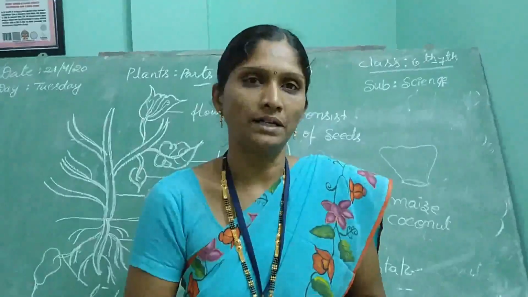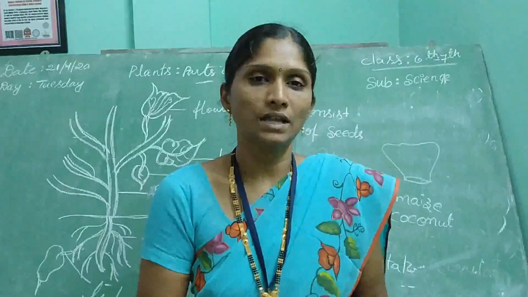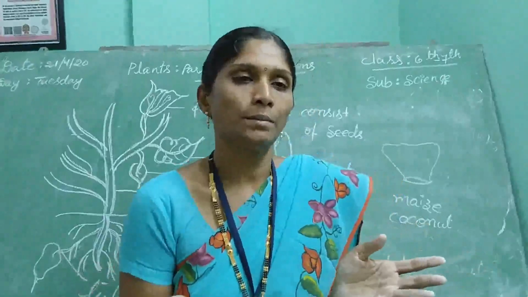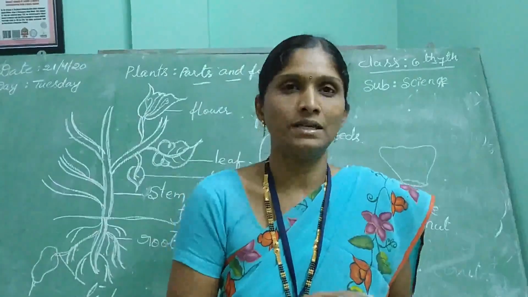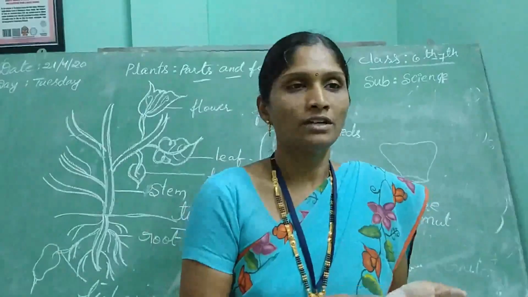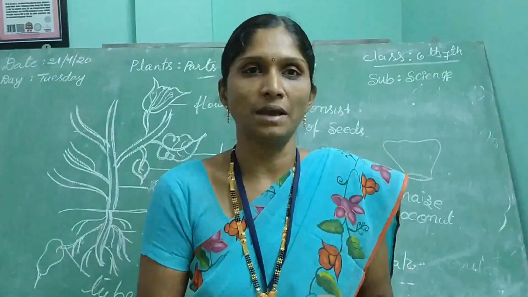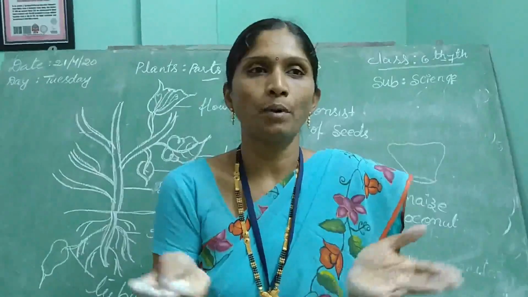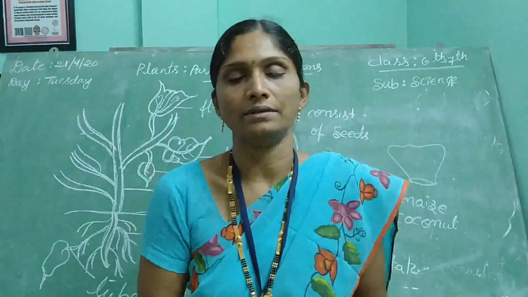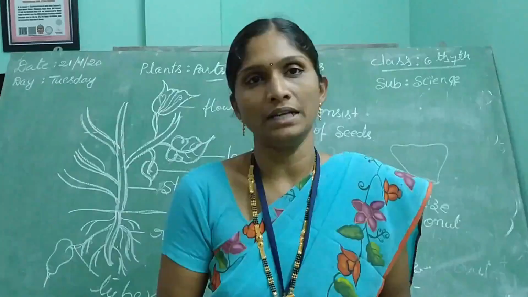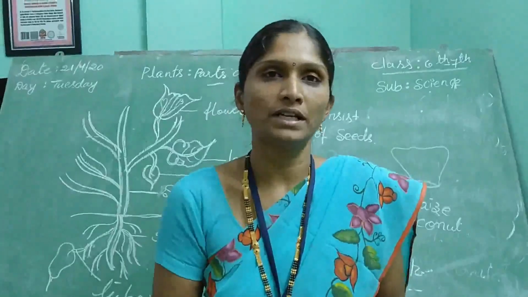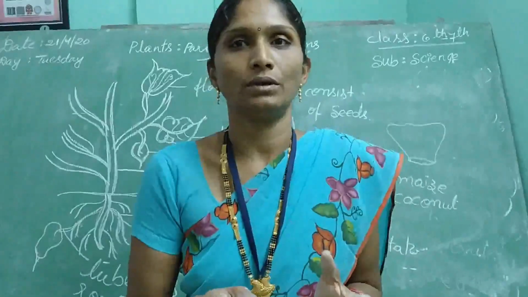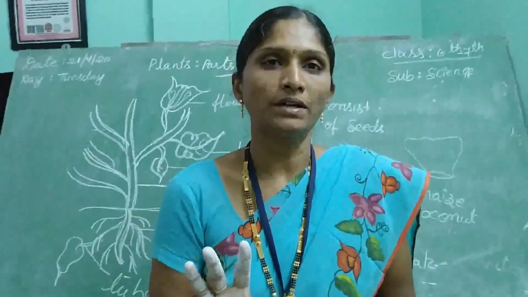And the third important part is the stem. The stem consists of branches and sub-branches. It bears fruits, leaves, buds, etc. And the use of the stem is that it exposes the plant body to sunlight. The fourth important part is the flower.